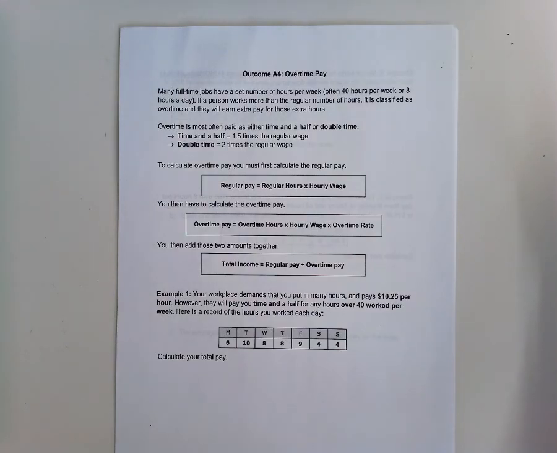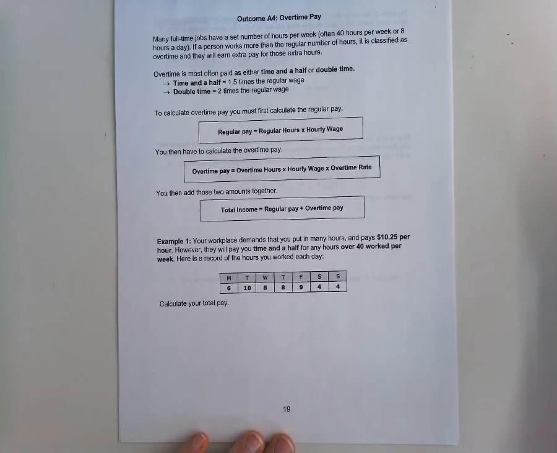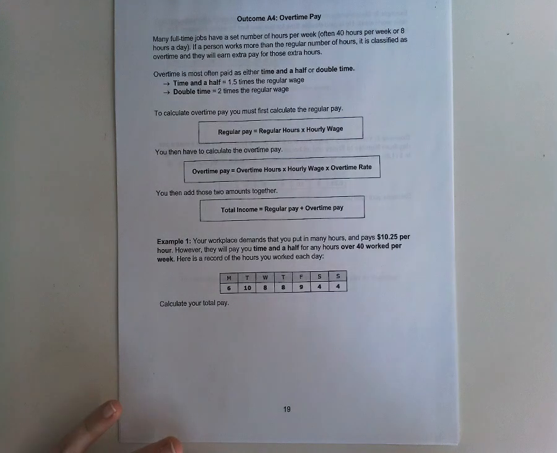If we look at example 1, it says your workplace demands that you put in many hours and pays $10.25 per hour. However, they will pay you time and a half for any hours over 40 hours per week. Here is the record of the hours you worked each day.